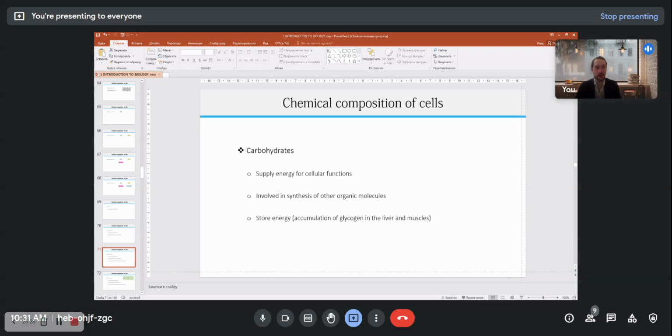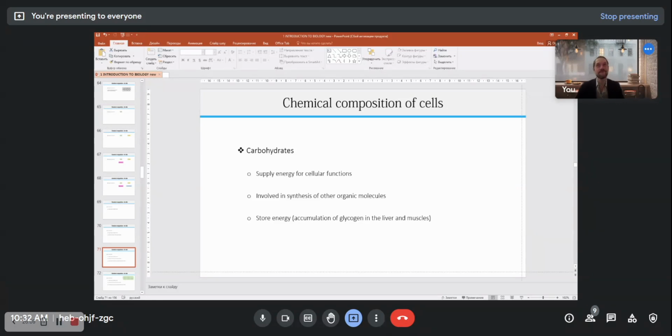Imagine such a situation when food is not available over a more or less long period, but the body needs energy. In this case, glycogen, that is a special form of accumulation of carbohydrates in the liver and also in muscles, will be used to produce glucose. Glucose will be released from the liver to the bloodstream and then taken from the bloodstream by cells. So this is an example of accumulation of energy.